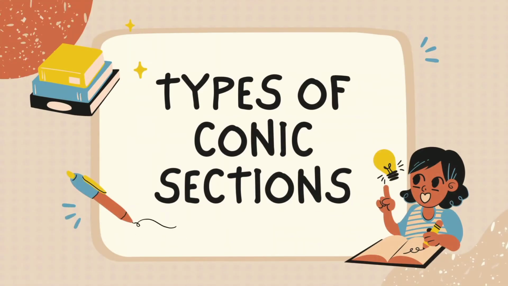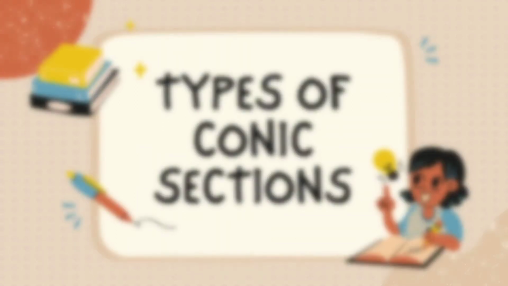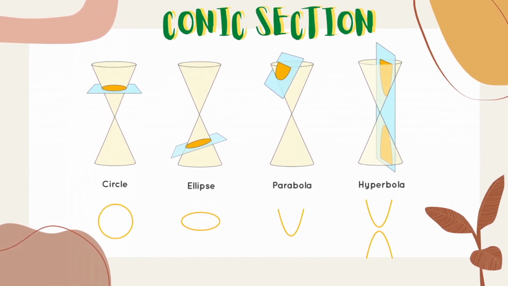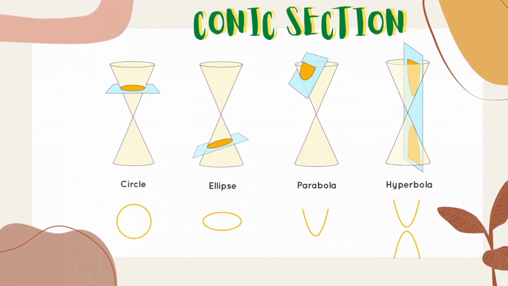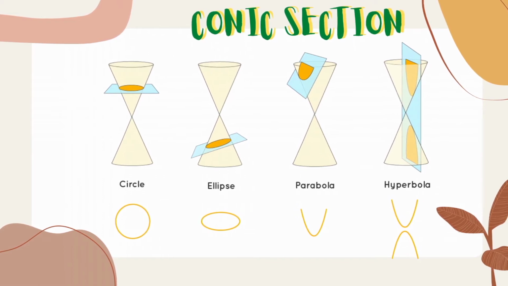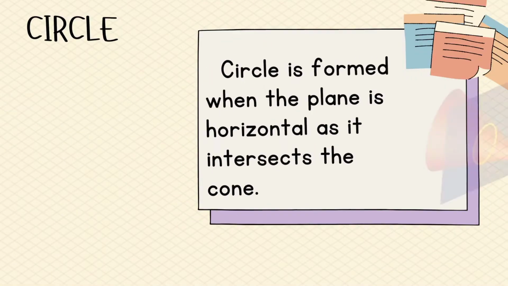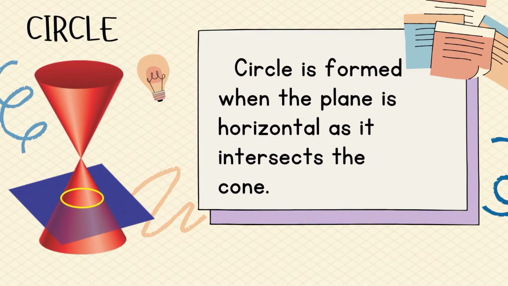We have different types of conics. Conic sections are formed by the intersection of a plane with a cone, and their properties depend on how this intersection occurs. We have circle, ellipse, parabola, and hyperbola. First, let's talk about circle. Circle is the first type of conic section. A circle is formed when the plane is horizontal as it intersects the cone.